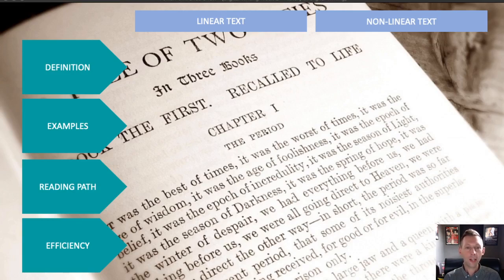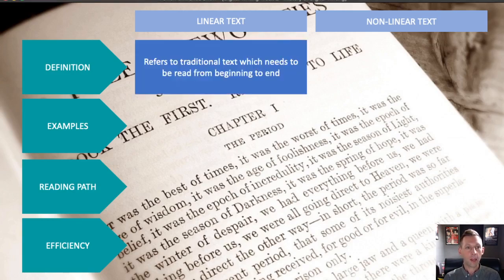Now, with linear text, it is really a text which needs to be read from beginning to end. So, like the novel in the background here, when you pick up a book, a novel, you open it and you start at the first page. You read the first word first, and you will read that information, usually in order, from the beginning to the end. There is a set order to it.